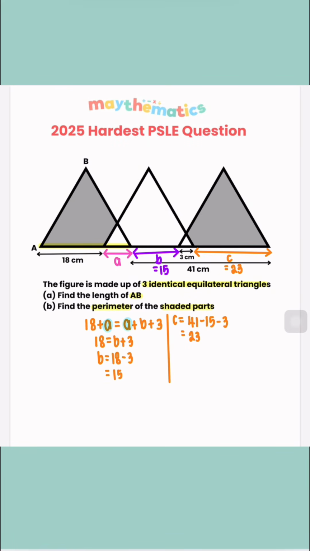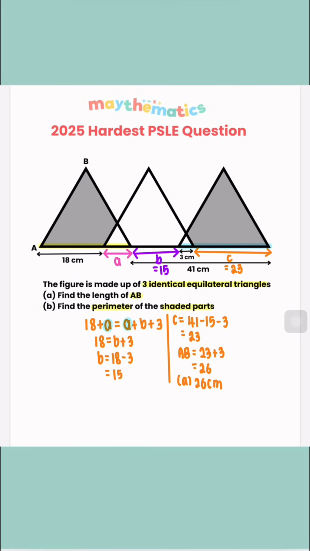Now to get one side of the equilateral triangle, it will be like this. This will be the same as all the different lengths of this equilateral triangle, which means we have gotten our answer for part A, which is the length of AB. To find AB, we simply take 23 and add the 3, and that will give us 26. So the part A answer will be 26 cm.